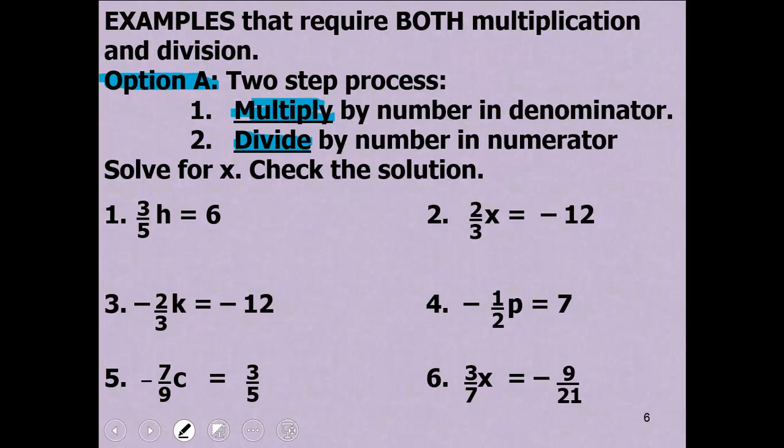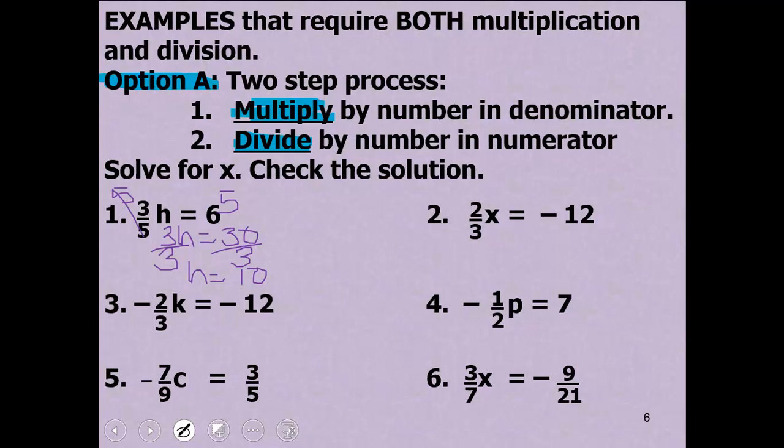All right, so here's number 1. 3/5 h equals 6. So step 1 says multiply by whatever number's in the denominator. That's a 5. These cancel, and I end up with 3h is equal to 30. Now I divide by whatever number is in the numerator. I'm going to divide by 3, and that says h is equal to 10.